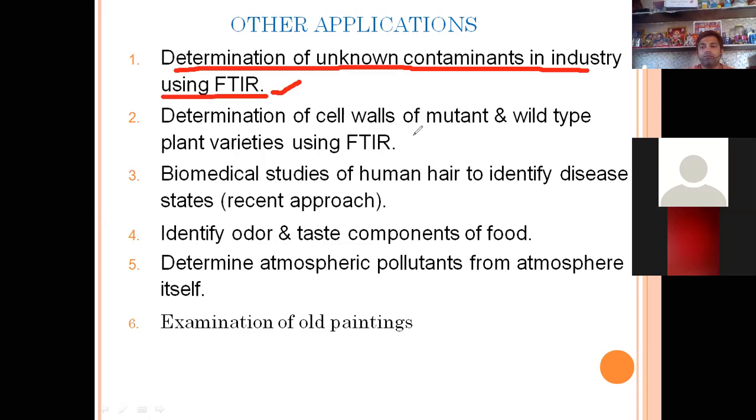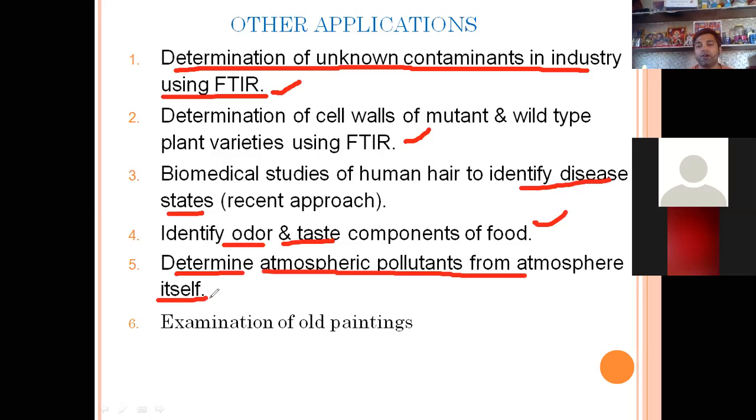Determination of cell walls of mutant and wild type plant varieties using FTIR. Biomedical studies of human hair to identify disease states. It can be used to identify odor and taste components of food in the food industry. It can also be used to identify atmospheric pollutants from the atmosphere itself.